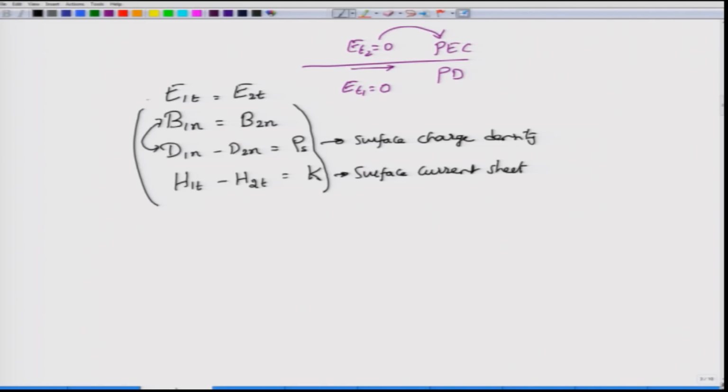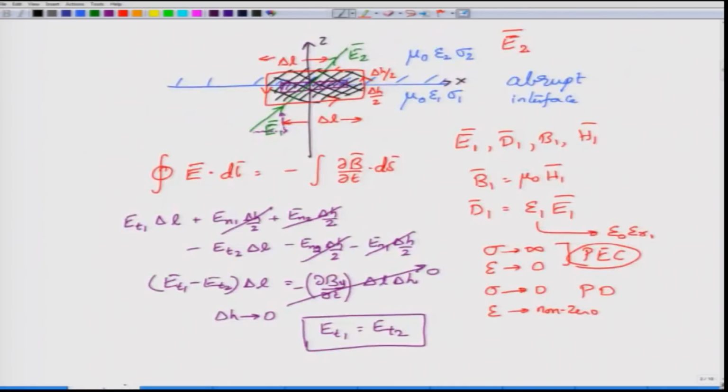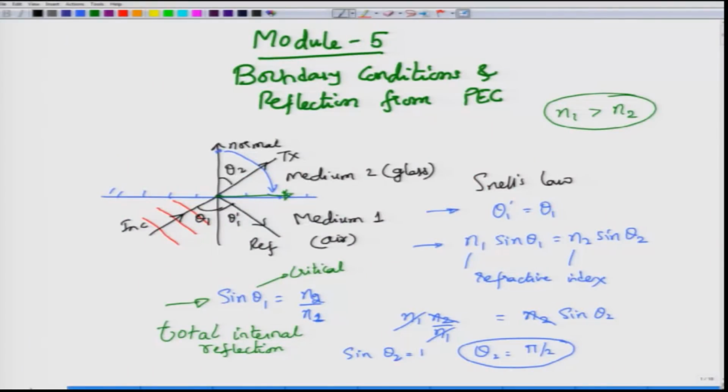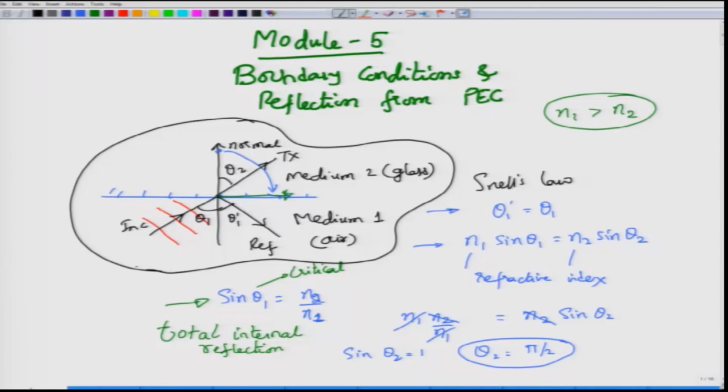So, we are only interested in the tangential conditions, and even here we are most of the time fortunate because we will not be considering the perfect electric conductor interfacing with a perfect dielectric. Most of the time we are interested in PD1 and PD2, where PD1 is perfect dielectric in medium 1, PD2 is perfect dielectric in medium 2. So, these are the boundary conditions that are necessary for us to investigate the phenomenon that we have described at the beginning of the module.